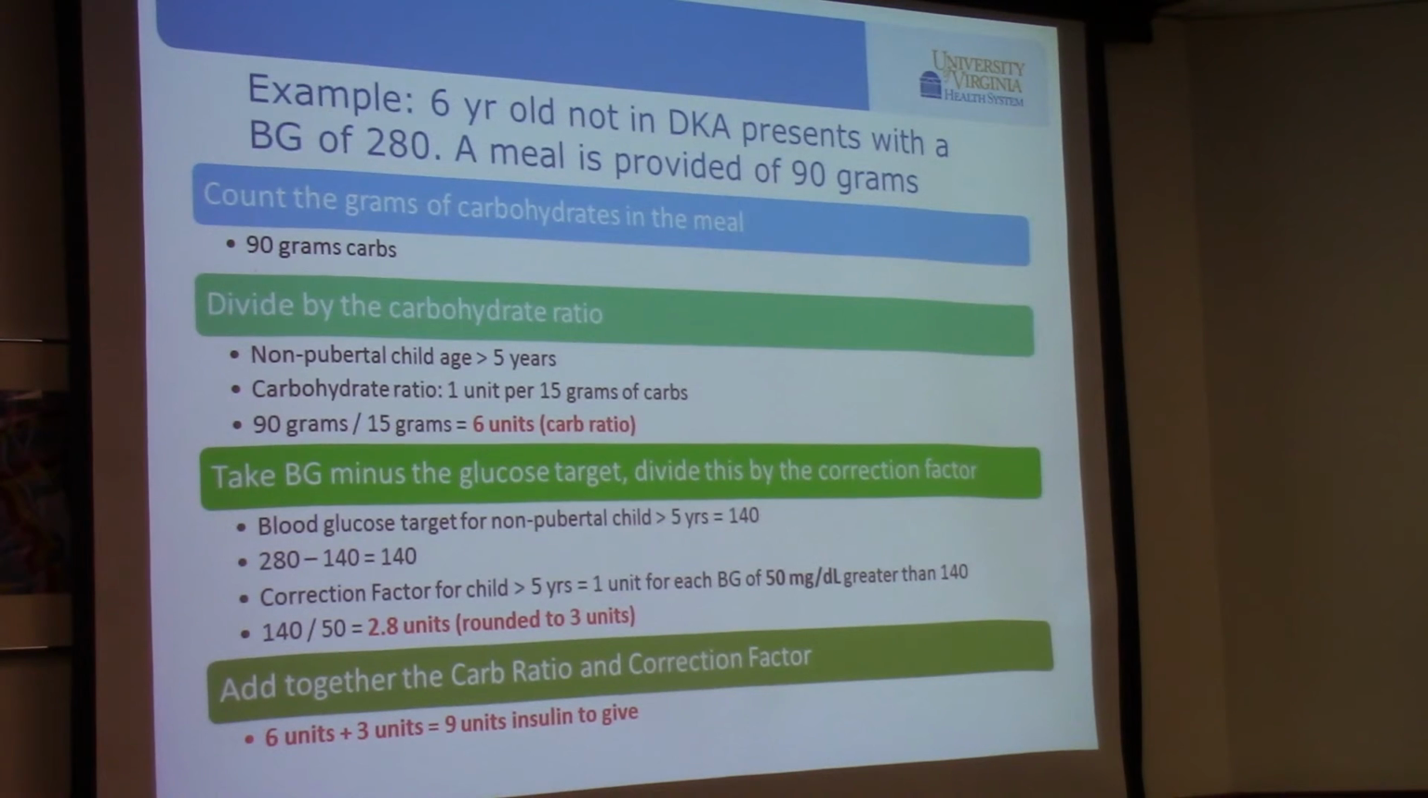So what if you give this girl her tray and she looks at it and she says, I don't like it. I don't want to eat it. And she's only going to eat half of that. So now you're giving her 9 units of insulin for the 90 grams, but she's only consumed 45. So what are you going to do? You should not give it right away.